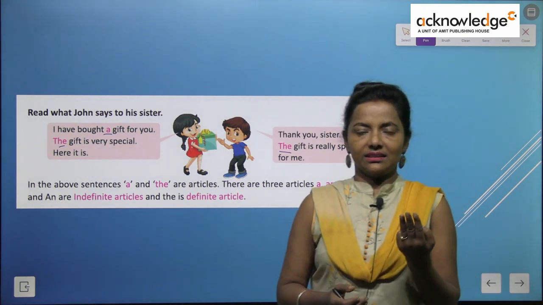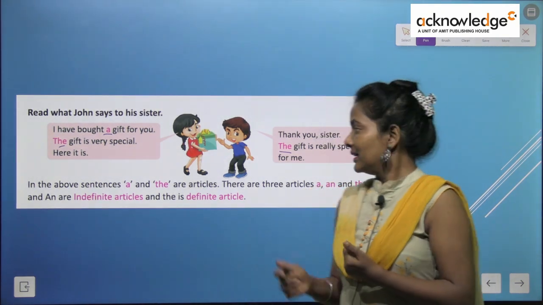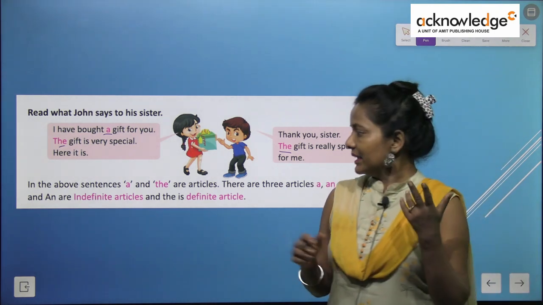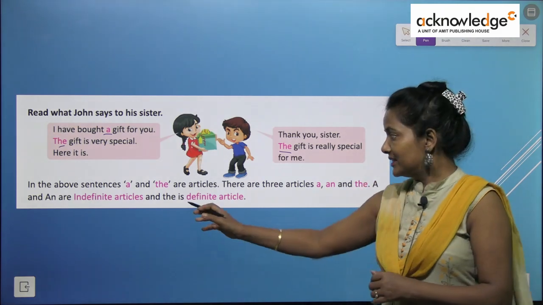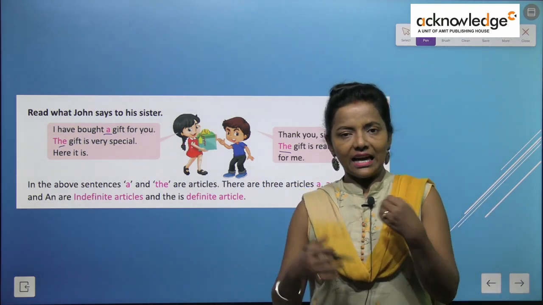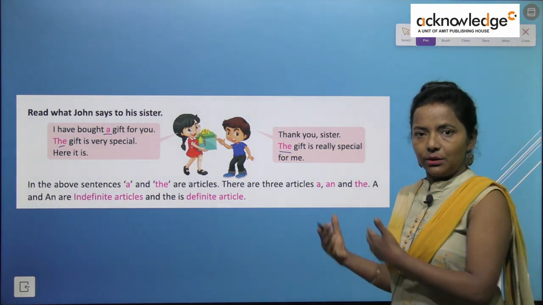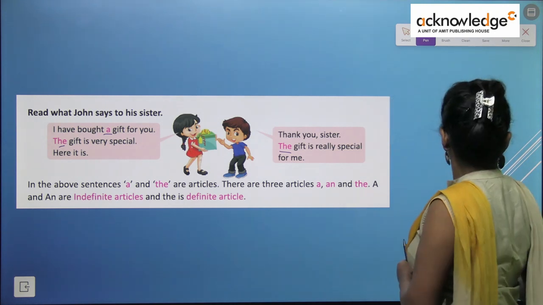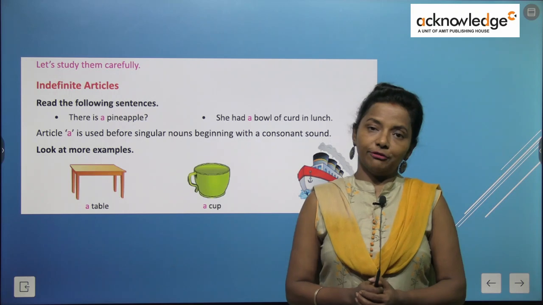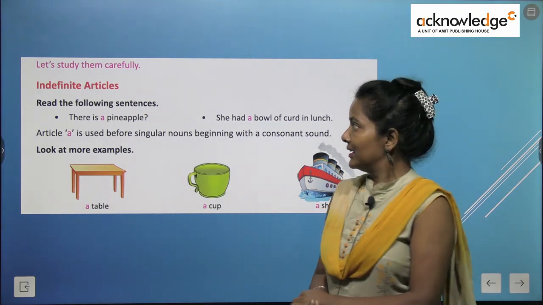Children, there are three articles. तीन articles होते हैं, A, an and the. So amongst these three, A and an are indefinite articles and the is a definite article. Indefinite article and definite articles. When we move ahead in this chapter, we will just read what are they. So let's move ahead. Let's study them carefully. ध्यान से सुनेंगे, देखेंगे और पढ़ेंगे.